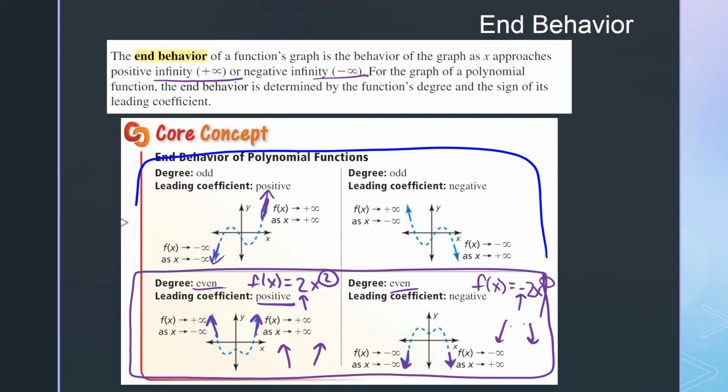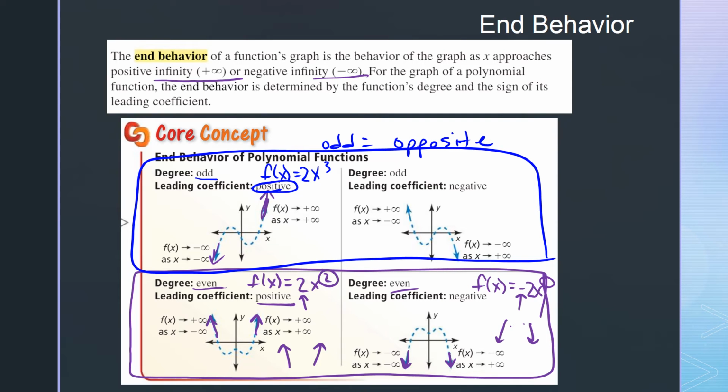Now when it's odd, group these together if you will. When that degree is odd, for instance, a cubic function, x to the third, and let's put a 2 out in front. When the degree is odd and the leading coefficient is positive, first of all, odd tells me it's going to be opposite. That's how I like to remember: odd equals opposite. So one's going to be up, one's going to be down. This positive tells you how it's going to end up. So if it's going to end up positive, then it's going to start down because they're opposites. Let that sink in.